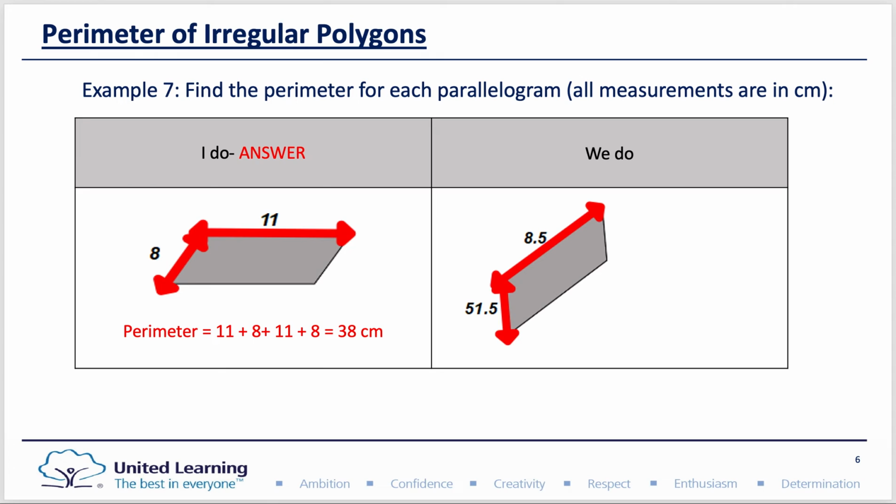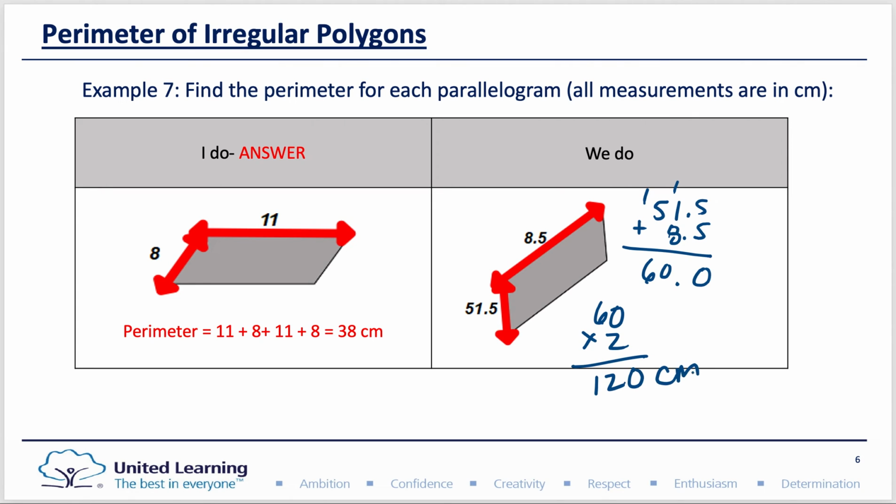All right, let's find out. Again, it doesn't matter which way you did it. I'm going to add 51 and a half plus 8 and a half together, and then I'm going to double after. So when we add this up, I end up getting 60. And then when you double 60, you get a final perimeter of 120 centimeters. Hopefully that's what you got.